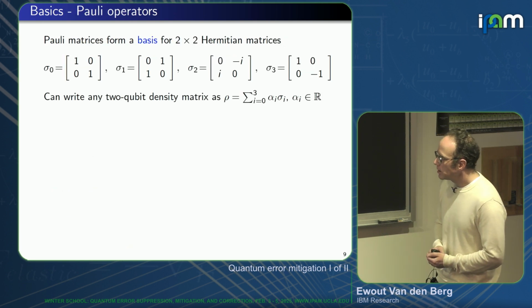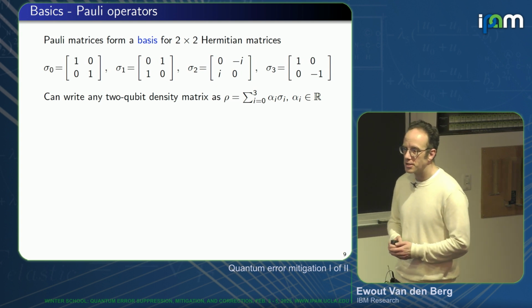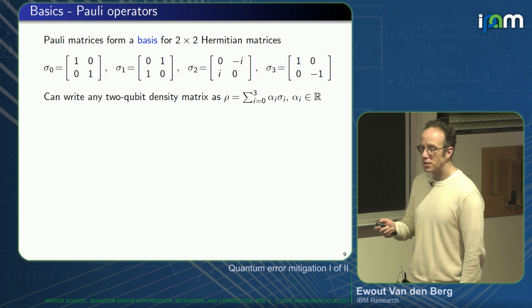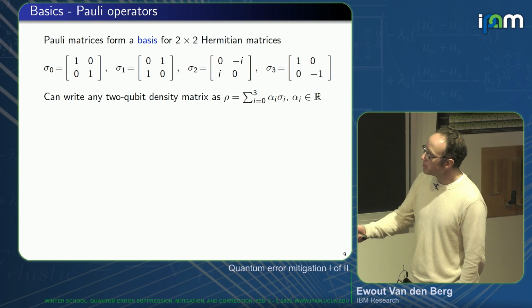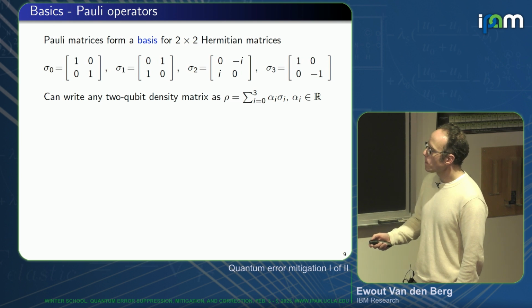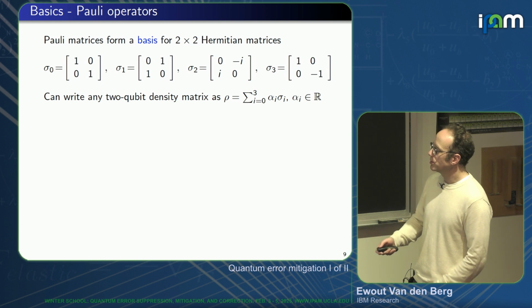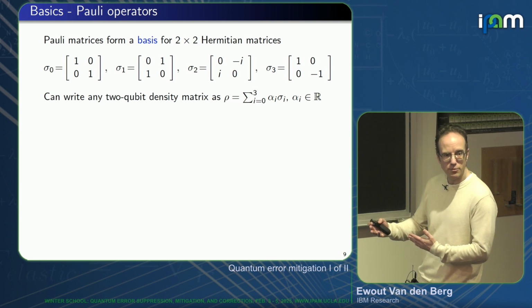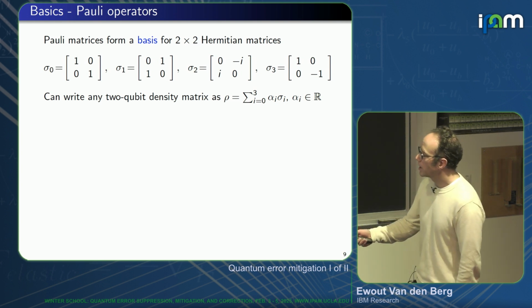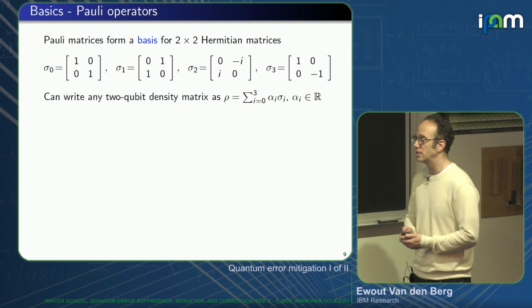So one of the key components in this work is a set of Pauli matrices, right? It's a basis for 2x2 Hermitian matrices. So this is just the identity matrix, then Pauli X, Pauli Y, and Pauli Z. And you can write any single qubit density matrix, so a 2x2 matrix, as a summation of those 4 components, where this alpha value is a real value. Otherwise, it would lose hermiticity.